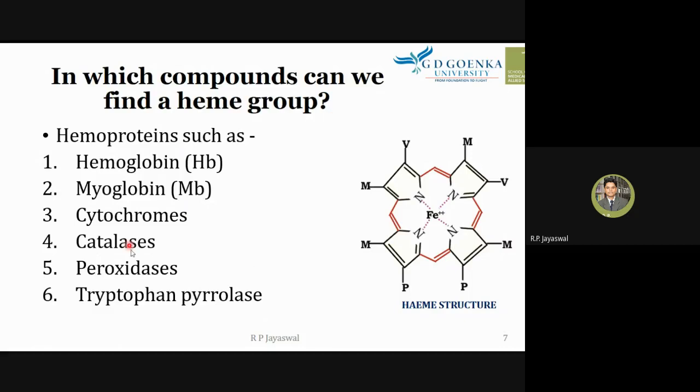So we cannot say that heme is found only in hemoglobin, but there are other molecules which can also contain the heme group. You have to remember that apart from hemoglobin, myoglobin, cytochrome proteins, catalase, peroxidase, and tryptophan pyrrolase can also contain this heme structure, right?